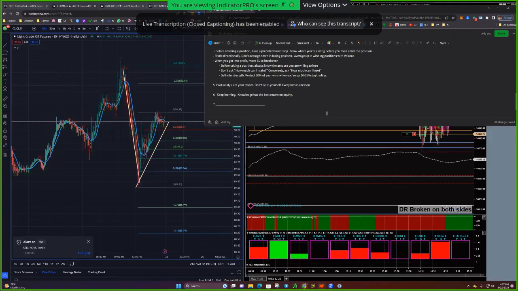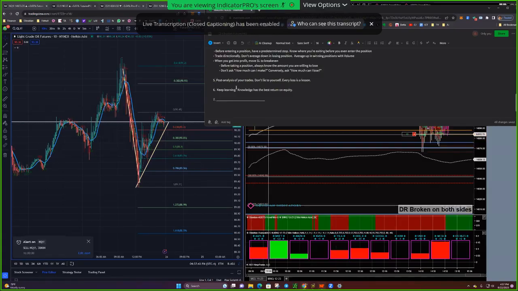You definitely want to sell into strength. Protect 50% of your wins when you're up 10 to 25% day trading. Actually, sorry, that's more of a stock and options rule. As you can see, I cut and pasted some stuff and I forgot to erase that.